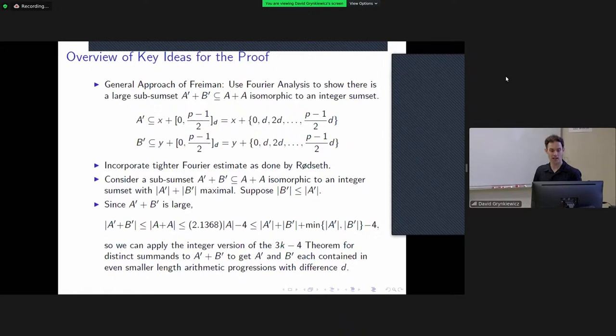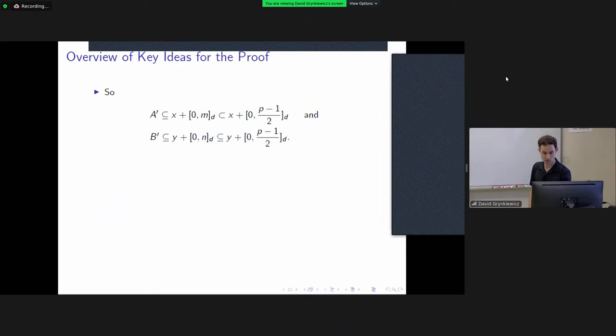A prime and B prime were both contained in one that was short, no more than half the size of the group. Well, now it's much smaller. It's something that depends upon the doubling constant. And so we shrink that interval drastically. So we have now A prime and B prime contained in even shorter intervals, say X plus 0 to M, but if we translate things appropriately, contained inside that original interval, 0 to P over 2. Although we may have to translate the intervals. Doesn't matter. Let's keep things simple.